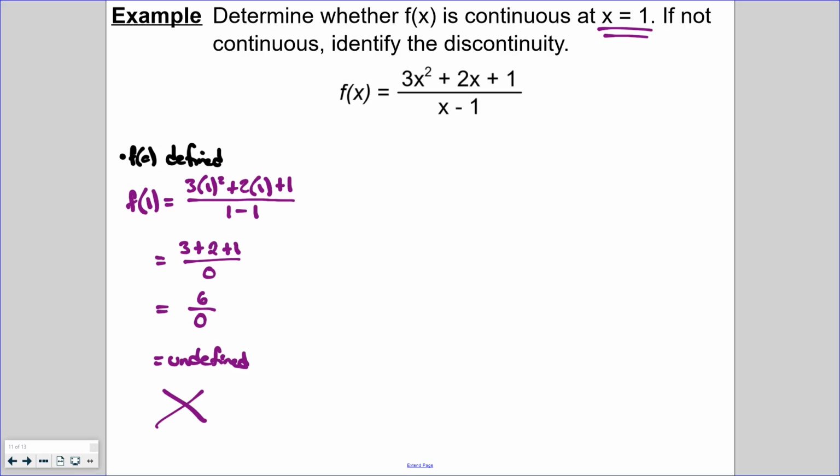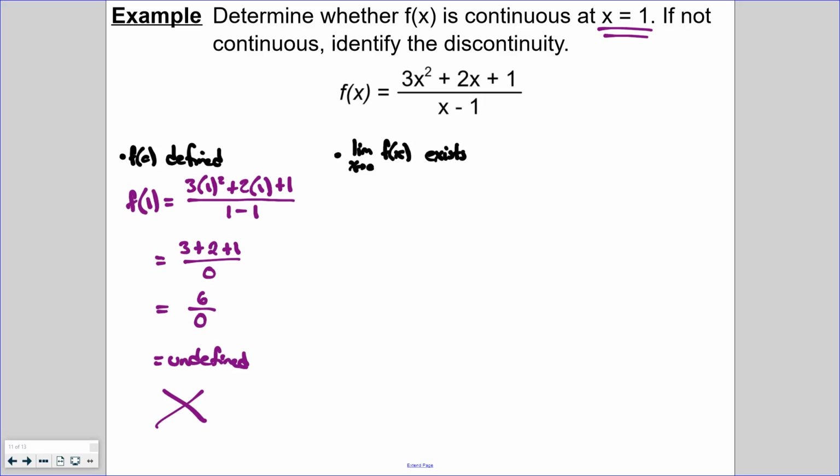So moving on to the second condition, we will investigate whether the limit as x approaches a of f of x exists. Because if the limit exists, that means the limit from the left and the limit from the right meet at the same spot, which means that there won't be a vertical asymptote, and so that eliminates that option, leaving us with a removable discontinuity.